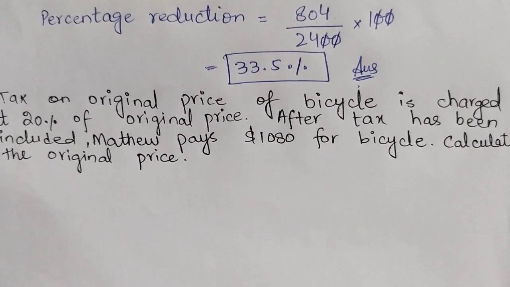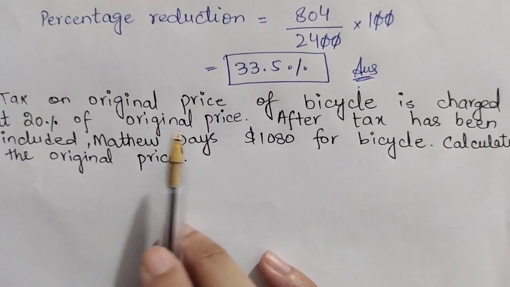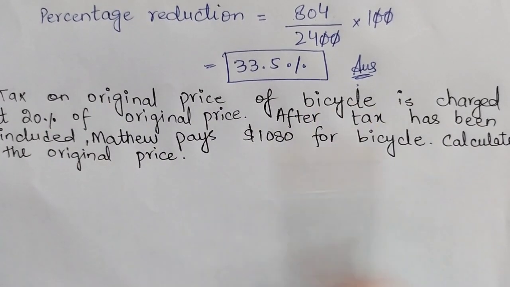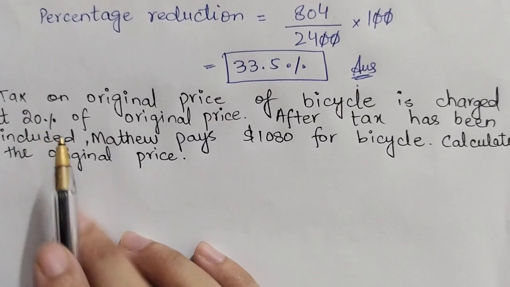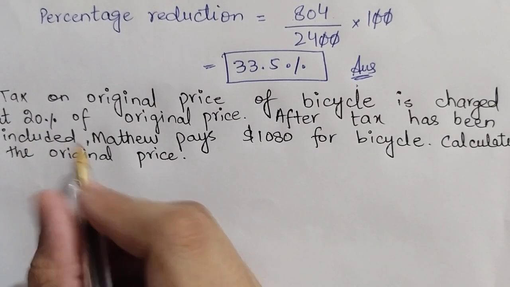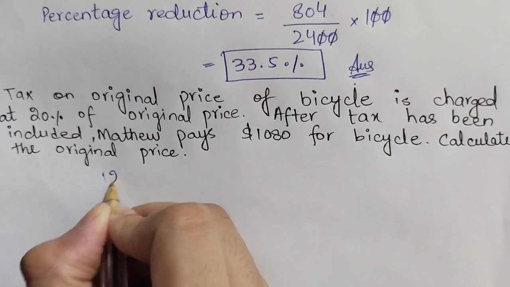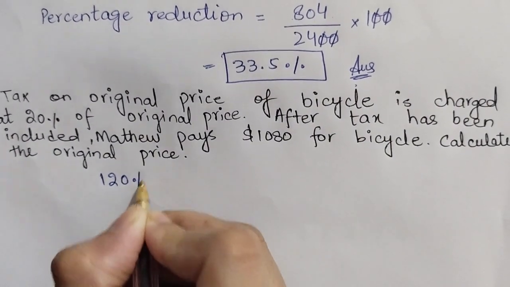We don't know the original price, but we are considering the original price. It must be 100%. So the tax on the original price of the bicycle is charged at 20%. If the original price is 100% and the tax is 20%, it becomes 120% total.